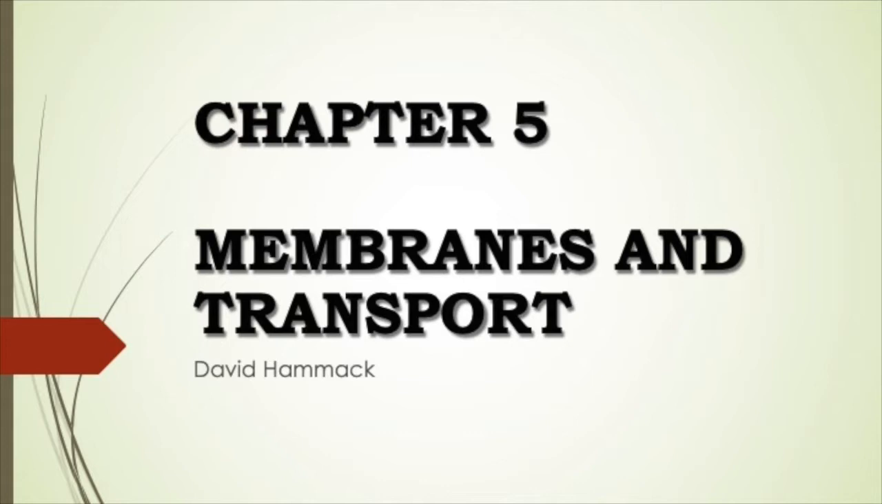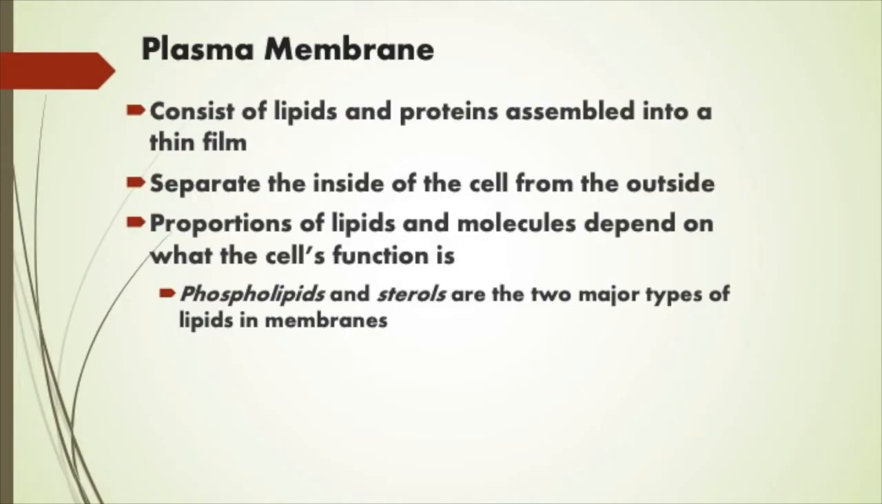So cell membranes, transport between the cell membranes, transport. Okay, first of all, the plasma membrane. So we know that the plasma membrane consists of the phospholipid bilayer, right? But it also consists of those proteins. So we have the proteins within that phospholipid bilayer, right? So these proteins are just staggered within it, just assembled within that film.